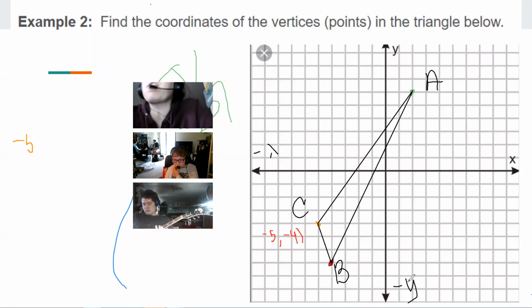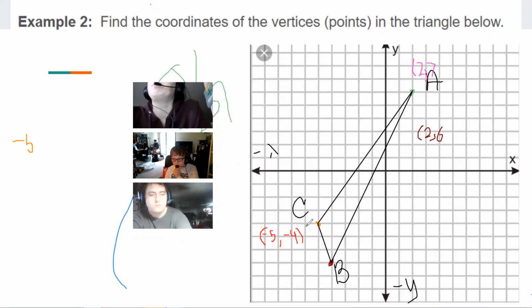Okay, so someone thought that C was at -5, -4, 1, 2, 3, 4, 5. Good. Yep, exactly. And guys, look at how they put parentheses around their ordered pair. Very good. X is 2. Someone thought 7, someone thought 6. That's why I'm glad we're doing this. I love that. 1, 2, 3, 4, 5, 6. I did get 6. Yeah.